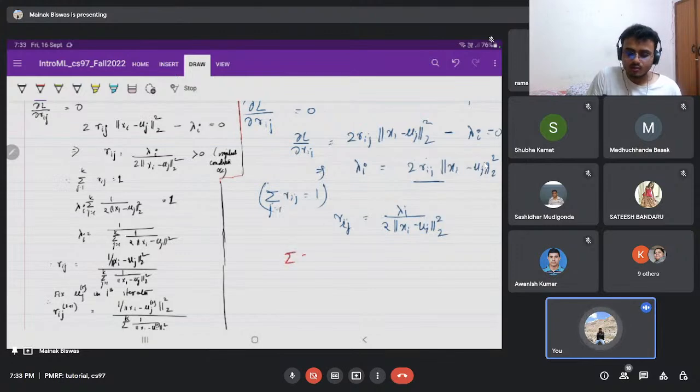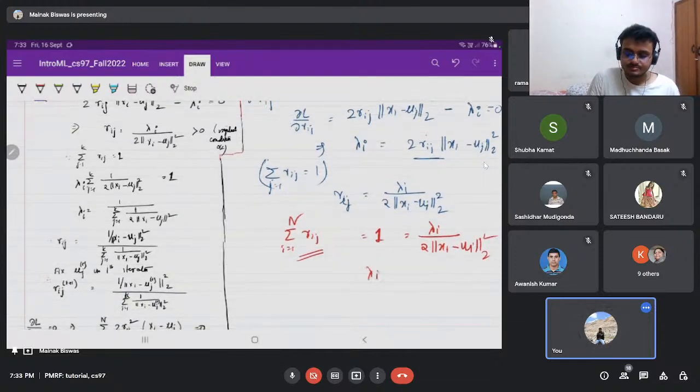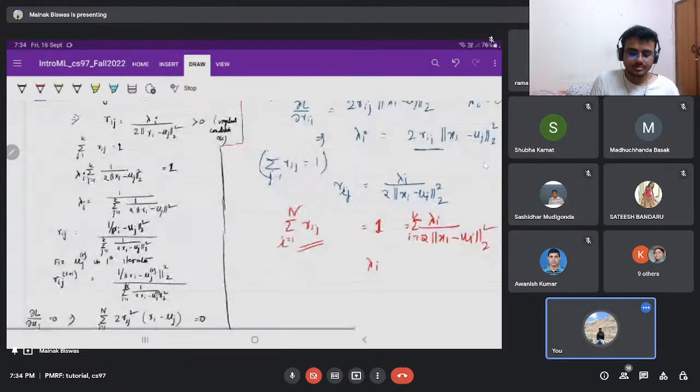Now I sum over all Rij from i equal to 1 to k. This sum turns out to be 1, and this is lambda i by 2 (xi minus mu j). Because these are probabilities, I sum over all the numbers, and by the law of total probability that is 1. So I get lambda i, for all i between 1 to k. So you have this term.